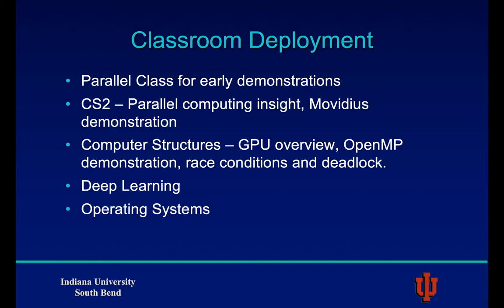For computer structures or computer organization, we give them a GPU overview. We show some OpenMP for race conditions and deadlocks. In deep learning, we use the NVIDIA systems and the neural compute sticks to show inference of the deep learning at the edge. For operating systems, we use it again for race conditions and deadlock. We also hook it up to a Geiger counter often to generate random numbers, and we'll see that in the live demo.